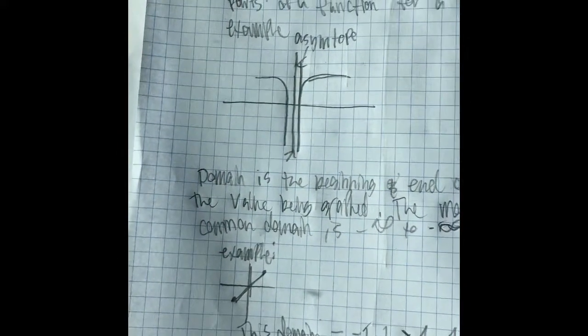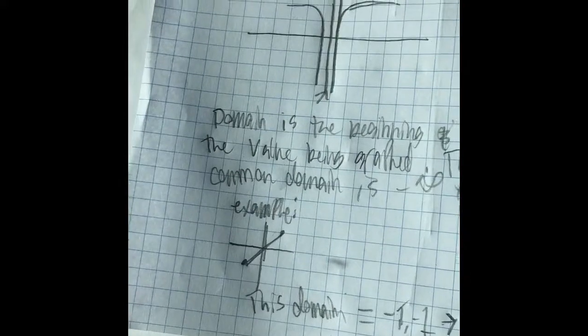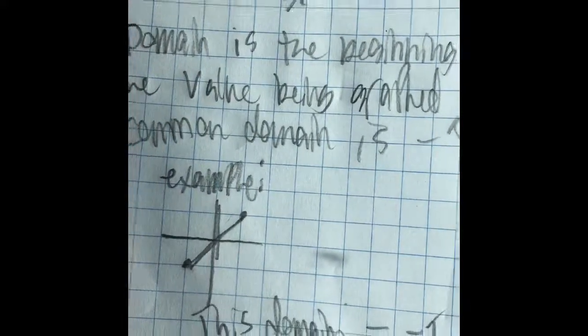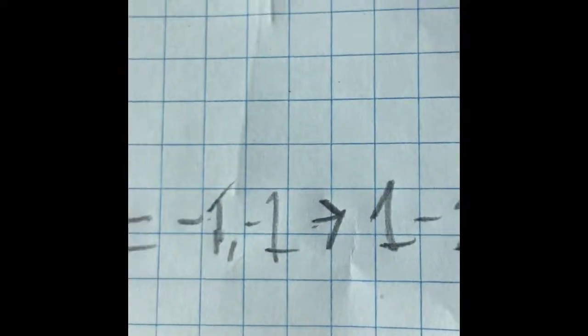And then domain is just like the range of the function. The most common domain is going from negative infinity to positive infinity, because most graphs go off at both the bottom and top. But there are also other domains, like this graph's domain right here is just from negative 1 to positive 1. So there's a brief look into how to solve for end behavior.